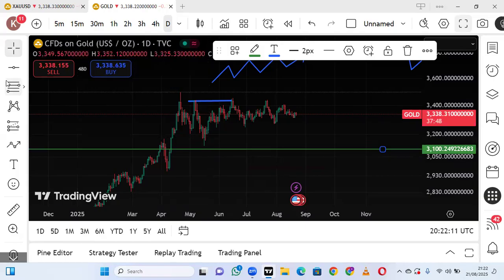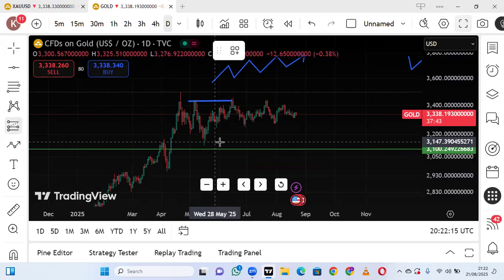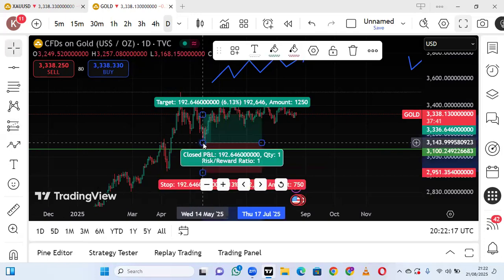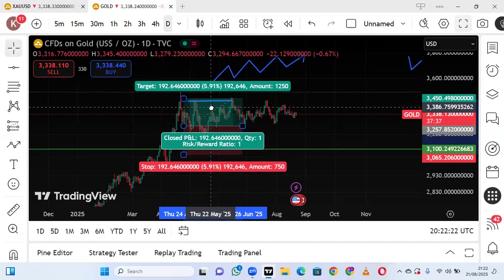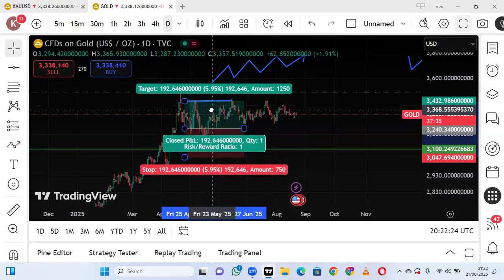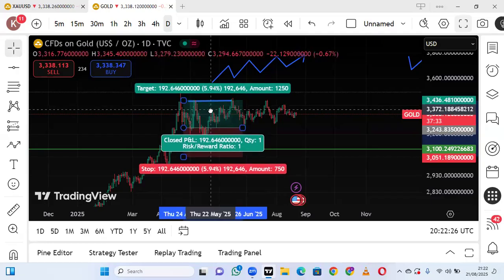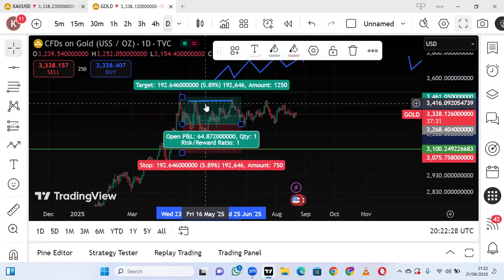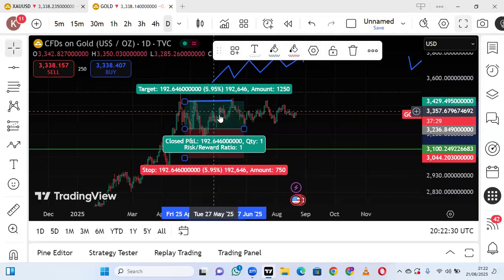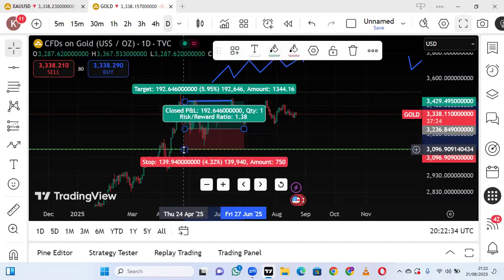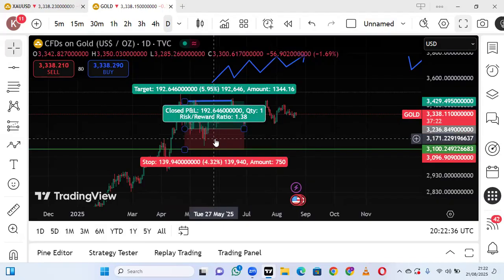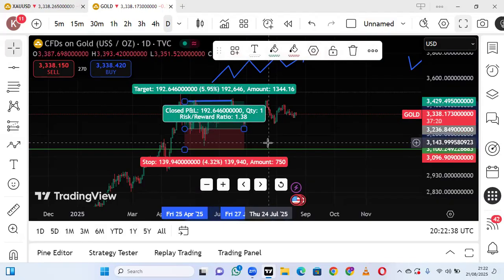So another way of entry, this is how it should be. Although this is a bigger time frame, I will narrow it down. Then you target the last high, which is here. You can see that the market went straight to that point. Straight to that point. This is bigger time frame.